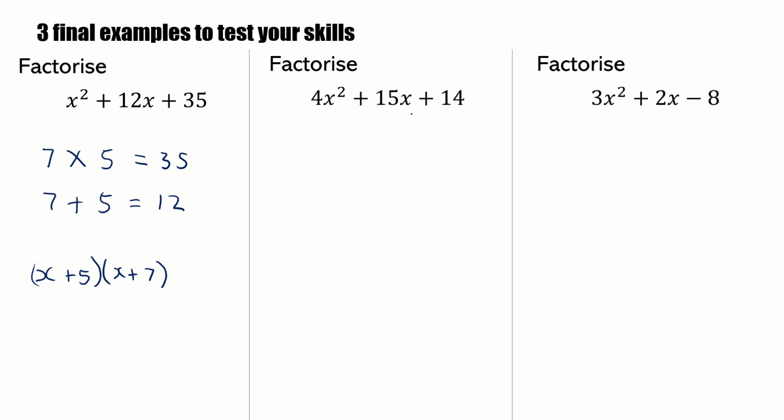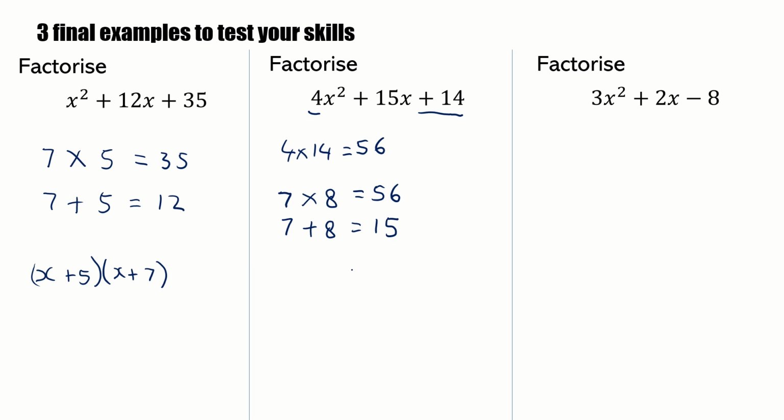4x squared plus 15x plus 14. Ooh, this time we can see there is a number in front of the x squared. So first of all, I'm going to need to multiply this number by this number. So that's 4 times 14. That will get you 56. So therefore, we're looking for two numbers that multiply together to make 56, but they also must add together to make 15. Now, this is a test of your times tables. 56, hopefully you'll recognize as being 7 times by 8, which is luckily the numbers we want to choose, because 7 plus 8 is also 15.